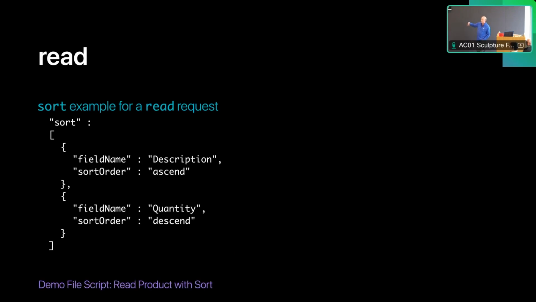If you needed to do a sort, you would add this sort object to your request. And you'll notice, again, an array where each object in the array has the field name as well as the sort order. And the values for the sort order would be the expected ascend or descend.